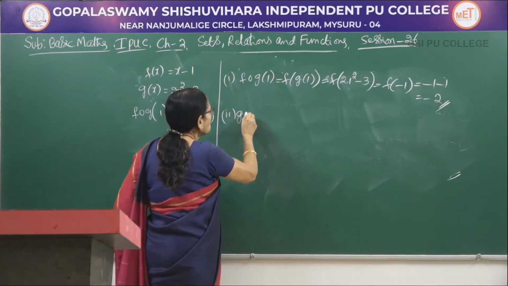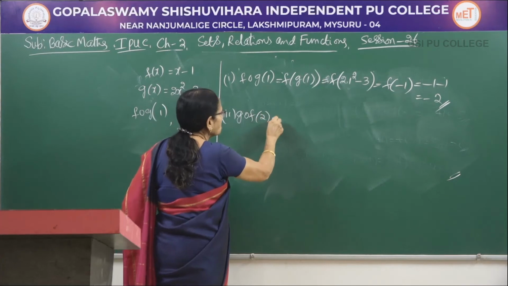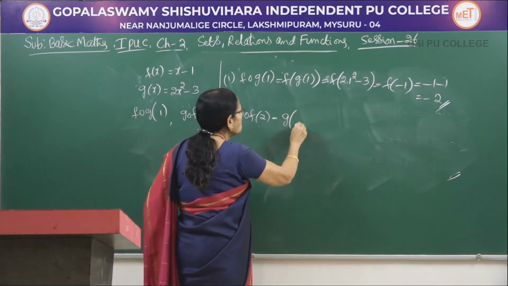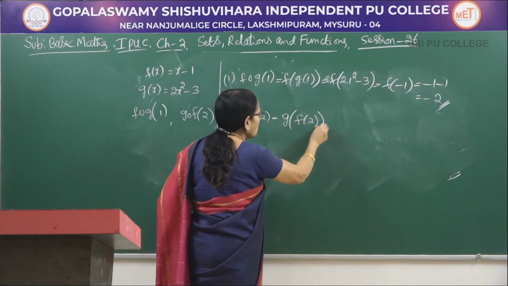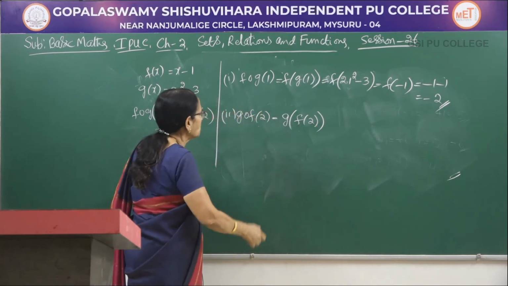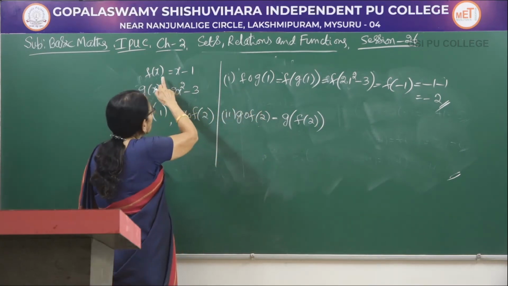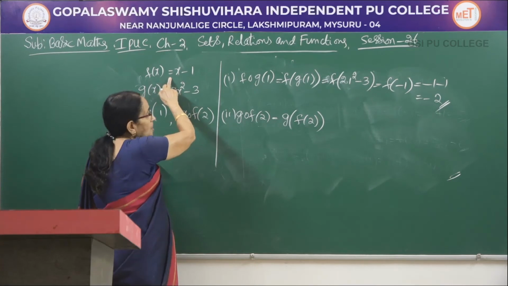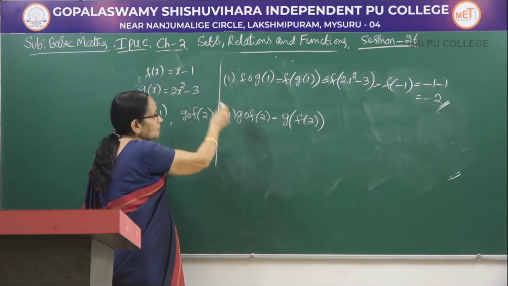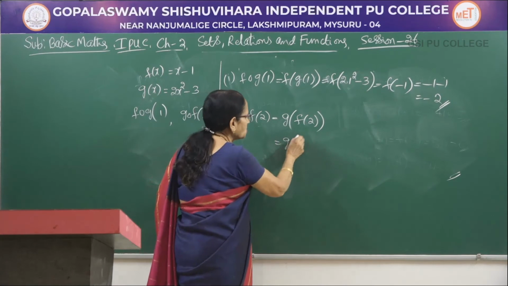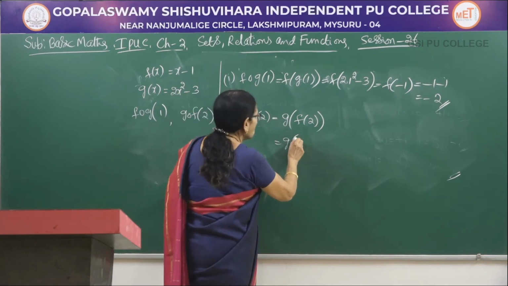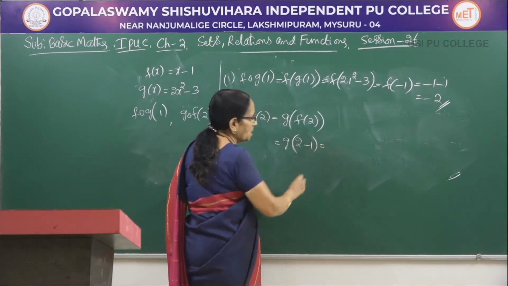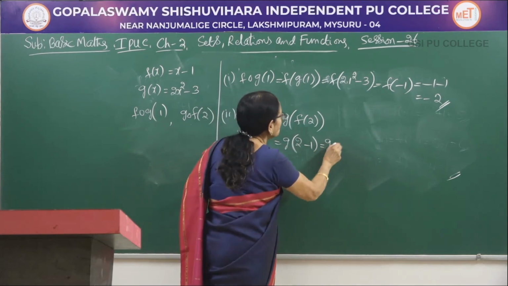Now come to the second part here. It is g o f of 2. That means it is g of f of 2. Now, g of f of 2 means, first we use the function f. See, x is there, x minus 1. In the place of x, what do I have? 2 here. So, it becomes 2 minus 1. 2 minus 1 is 1.